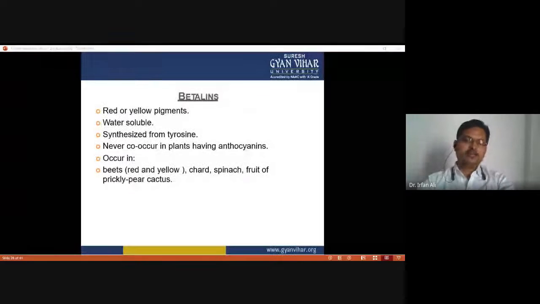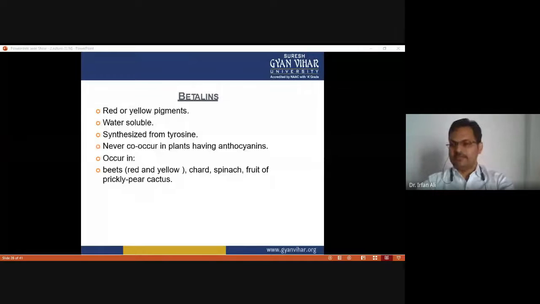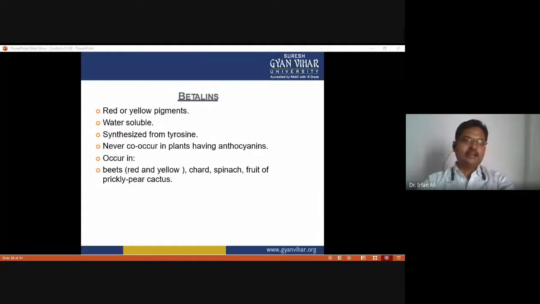And the next biological pigment is betalains. Betalains are red or yellow pigments. Betalains are water soluble pigments synthesized from tyrosine, so tyrosine is the precursor for the synthesis of betalains, and they never co-occur in plants having anthocyanins. They are found in beets, spinach, fruits of prickly pears, cactus. So all these have betalains.